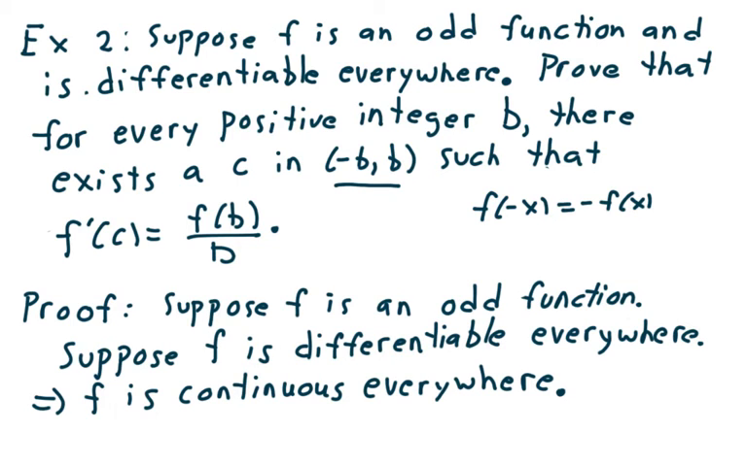So it's one of those that looks a lot worse than it is, okay? So we've got to state our given. Suppose f is an odd function, so we have this result: f of negative x is the same as negative f of x. Suppose f is differentiable everywhere. But if a function is differentiable, then we know it's continuous. That's key, okay? There's a theorem in your book that states that.